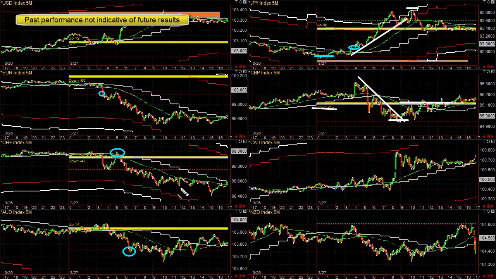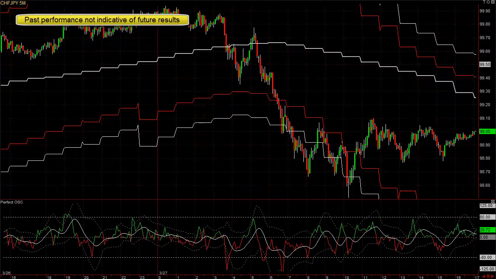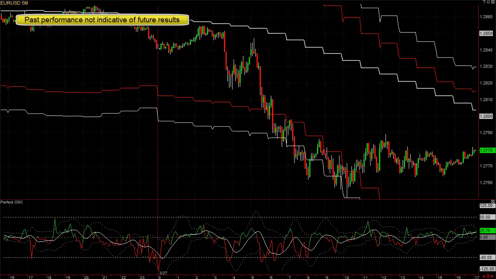All right, let's look at some of the first trades here. The weak euro, the strong dollar, the strong yen. So obviously you want to sell the euro dollar. You want to sell the euro yen.